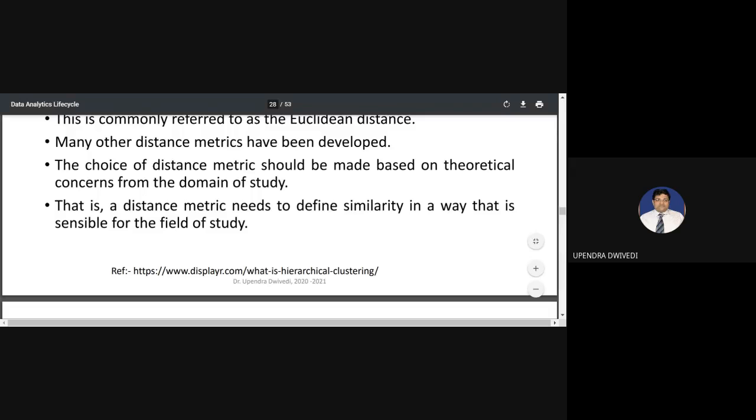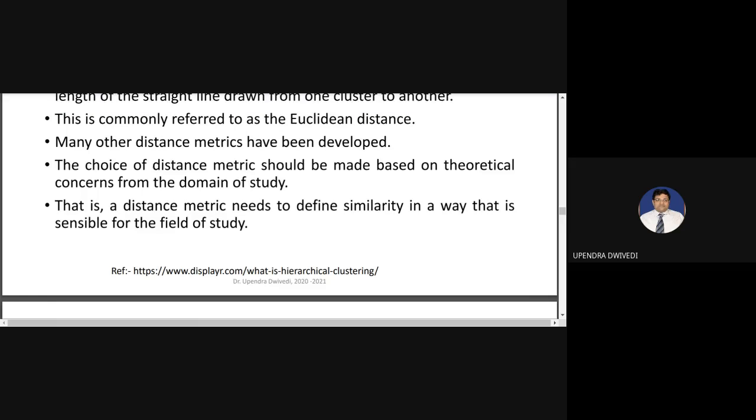Apart from the Euclidean distance, many other distance metrics can also be used to identify the clusters. The choice of distance metric should be made based on theoretical concepts from the domain of study. So whatever your domain, you have to make sure that your distance metric satisfies the requirements of the cluster as well as the domain. In a distance metric, basically we define the similarity in a way so that we can measure that particular similarity between the objects.